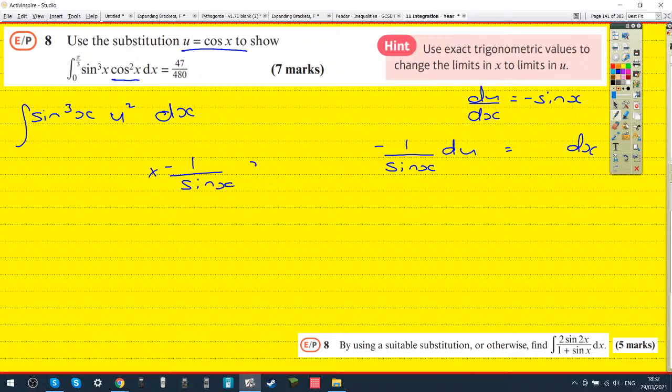And so now if we do minus sine cubed x over sine x, would that then give us minus sine squared x times u squared? And should I then change u squared to cos squared x? You should go the other way. So we're getting rid of x's, replacing them with u's.